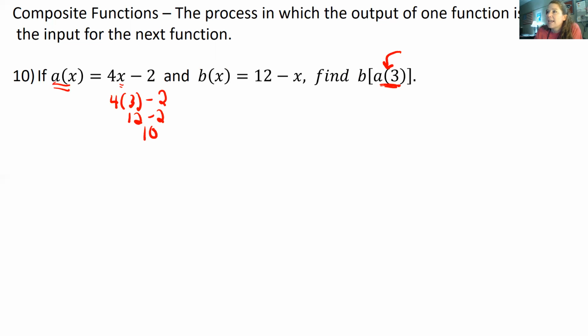Now I'm going to take that answer, and now I'm going to put that value into B. So see how B is on the outside? You start from the inside, work your way outside. So I'm done with that 3 now. Now I'm going to use a 10 to substitute in B of x. So 12 minus 10 is 2, and 2 is our final answer. So we start from the inside and work our way outside.